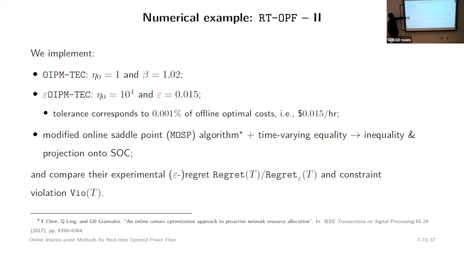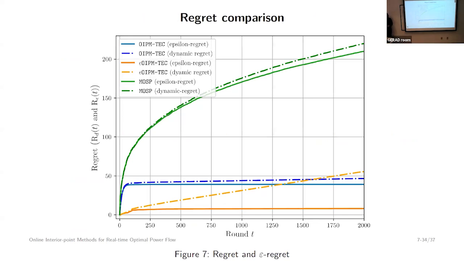And we'll compare it to the closest work to ours. It's a heuristically modified version of the modified online saddle point algorithm that we needed to adapt to a generalized equality. So the comparison is to be taken with a grain of salt. It's not a perfect comparison, it's just the closest work. And we'll look into regret and epsilon-regret and the terms of violation. So that's my one figure for the regret.